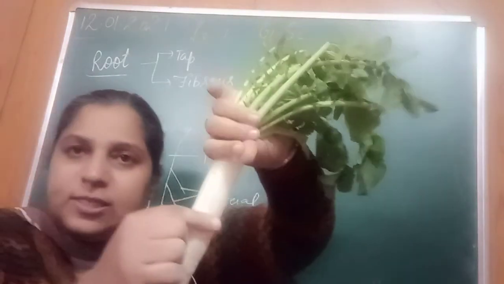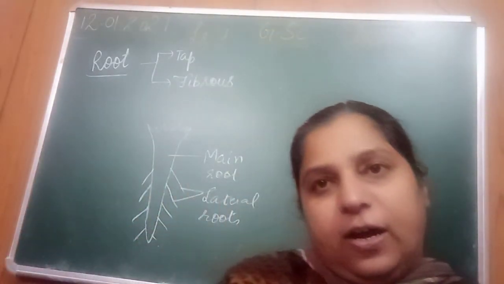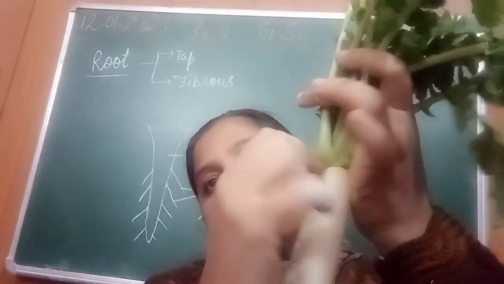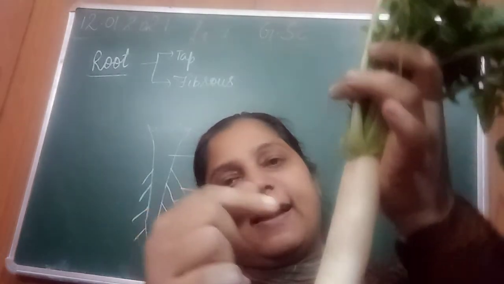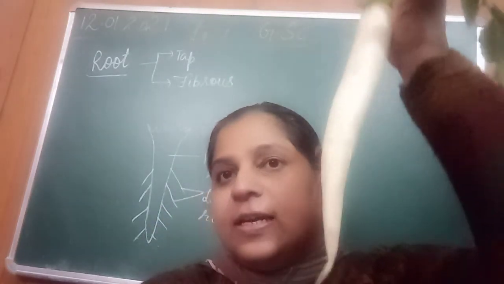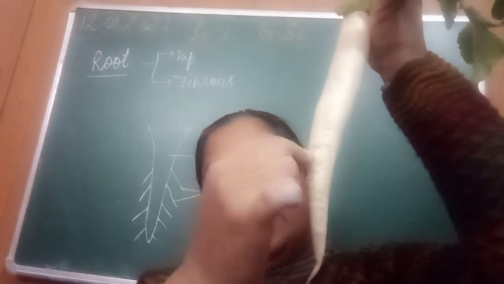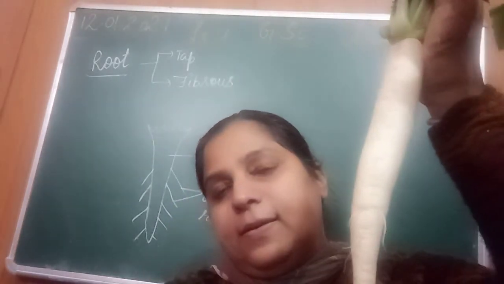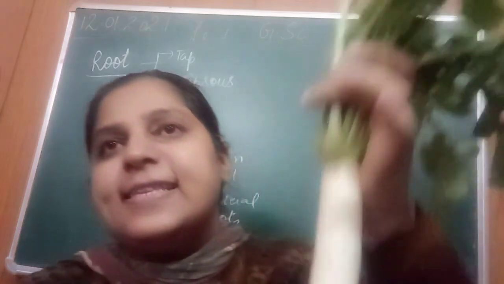This is a root. It is found under the ground. You can see it is arising from the base of the stem. This is a small stem from which it arises, and this is a root. It is one main root, and here these are small lateral roots, right? Is that clear to you?